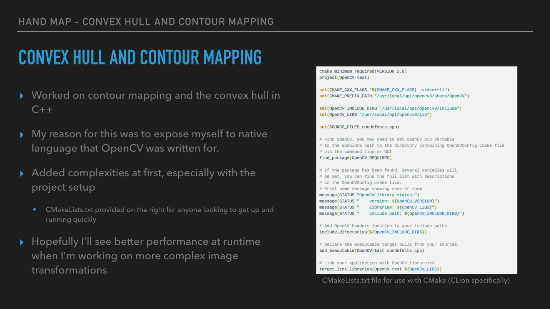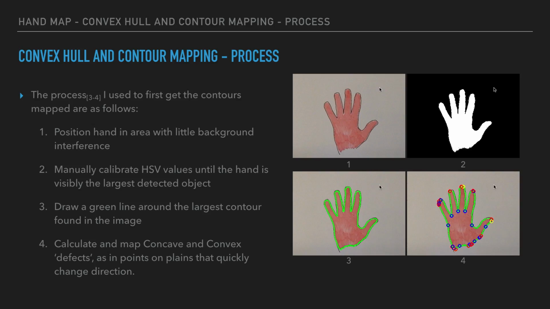It added some complexities at first, especially with the project setup, and I've actually provided the CMakeLists.txt file that I used to compile the project with CLion on the right-hand side in the slide. Hopefully I'll see better performance at runtime when I'm working with more complex image transformations. The contour mapping process can be seen in this slide.